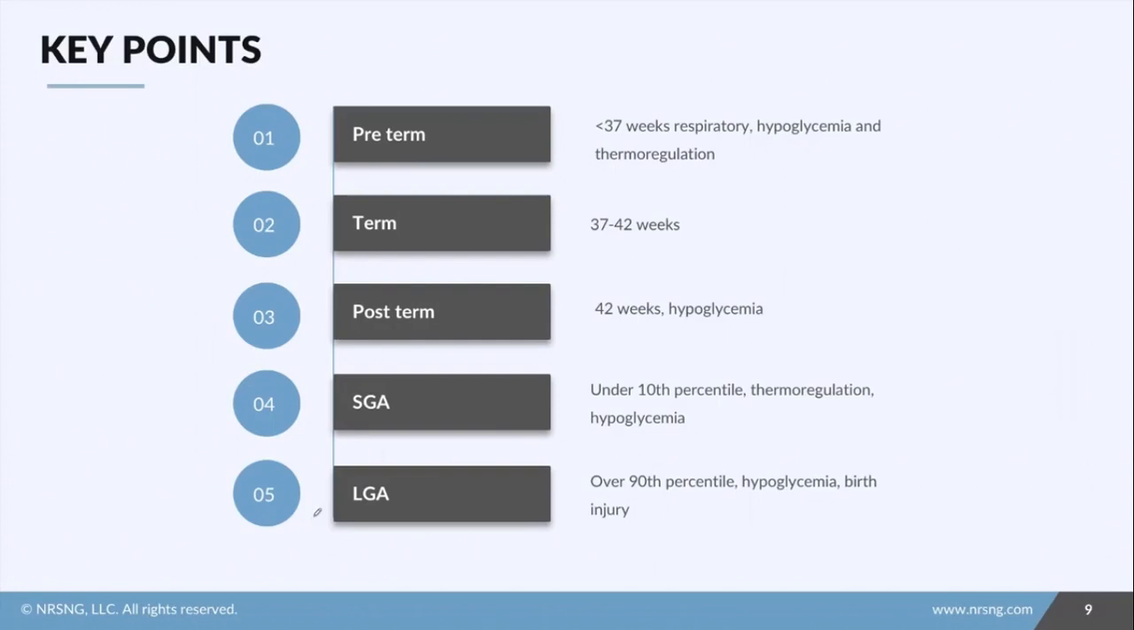Okay, so what are our important facts? The preterm baby is going to be prior to 37 weeks gestation, and we are most concerned with respiratory, hypoglycemia, and thermoregulation. Our term babies are 37 to 42 weeks gestation. Post-term is 42 weeks or more, and we're worried about hypoglycemia for them. Our SGA babies are under the 10th percentile, and we are worried about thermoregulation for them and hypoglycemia. And our LGAs are over the 90th percentile, and we're worried about hypoglycemia and any birth injuries for them.